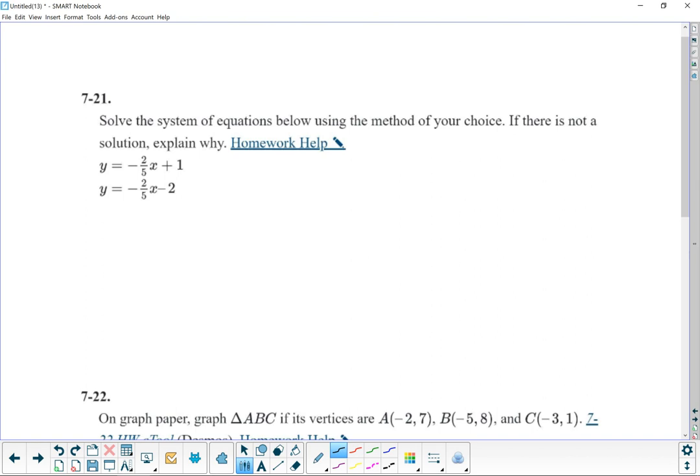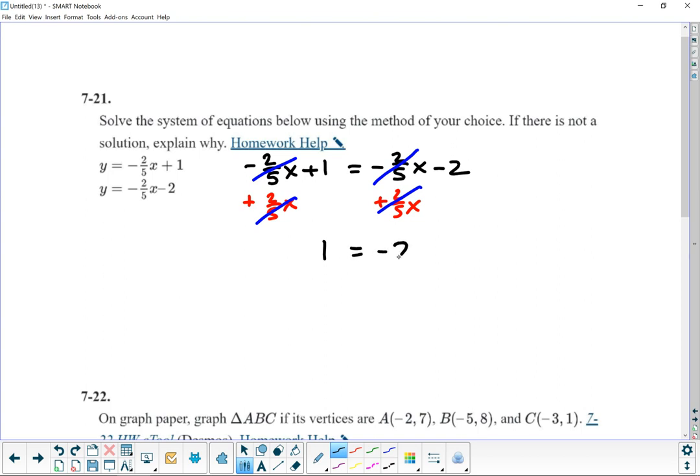So I'm going to say that the top equation, which is negative 2/5 x plus 1, is going to equal negative 2/5 x minus 2. By doing this, I can add the x's together. So I'm going to add 2/5 x to the other side, which is going to cancel these out. And these also cancel out. We didn't intend for that, but it just happens. And we're going to end up with 1 equals negative 2.